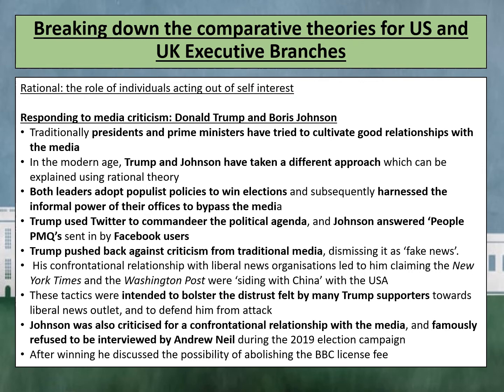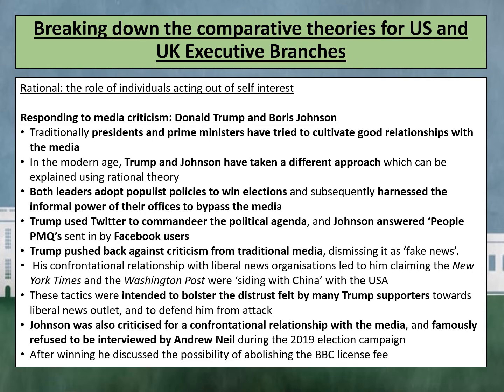Both leaders adopt populist theories to win elections and subsequently harness the informal power of their offices to bypass the media. Trump used Twitter to commandeer the political agenda, and Johnson answered the people's prime minister's questions sent in by Facebook users. Trump pushed back against criticism from traditional media, dismissing it as fake news.